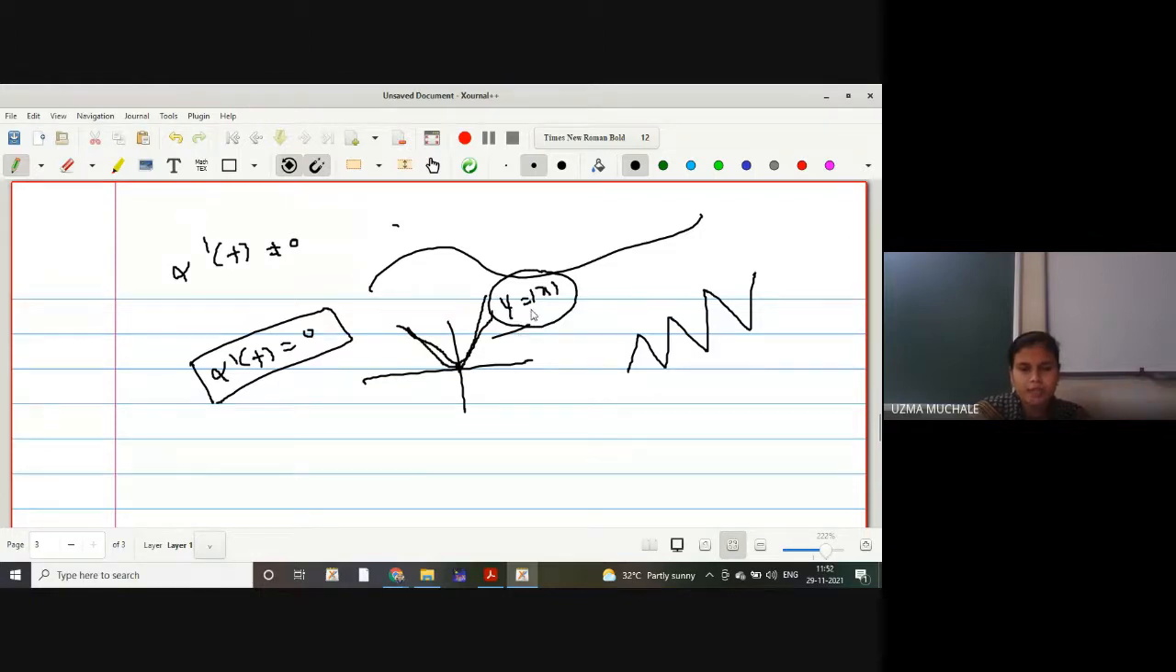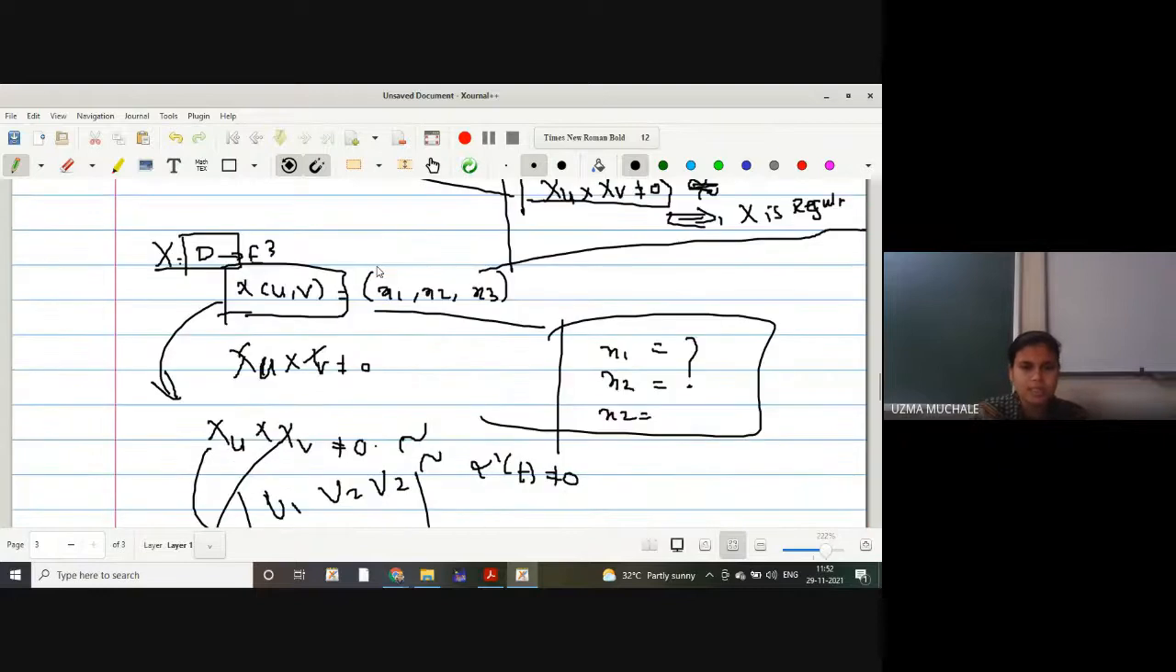For finding the derivative y dash you have some difficulties, so at the peak points we are not going to find the derivative, because we don't know exactly what the derivative would be. So y dash cannot be found at x equal to 0, and that's why we say alpha dash of t not equal to 0 is a condition that ensures your curve is smooth.